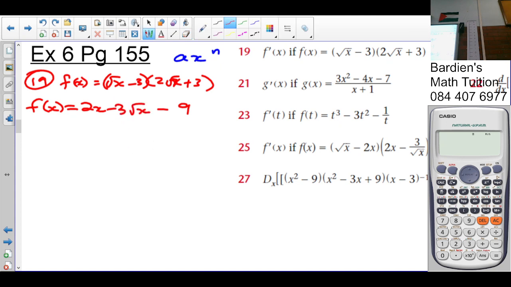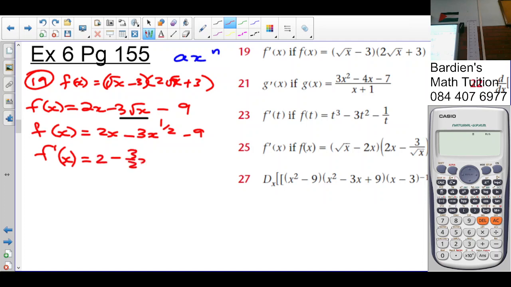Okay. So before I can apply my derivative, I must show that term out first. So f of x equals 2x minus 3x to the half minus 9. Now apply my derivative. So f prime x equals, that will give us 2. Negative 3 times half is negative 3 over 2x. Minus 1 on that, it gives you minus half. And the derivative of a constant is 0.